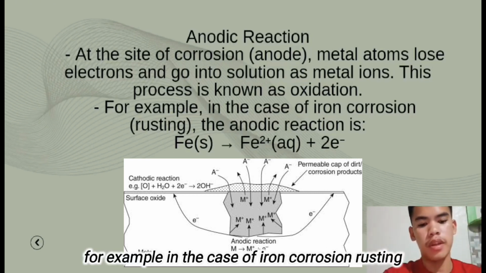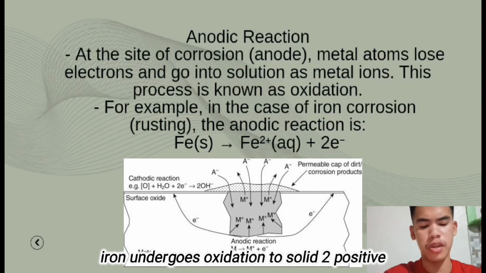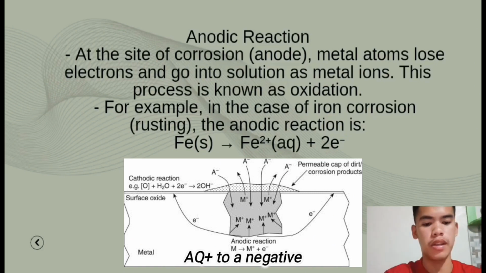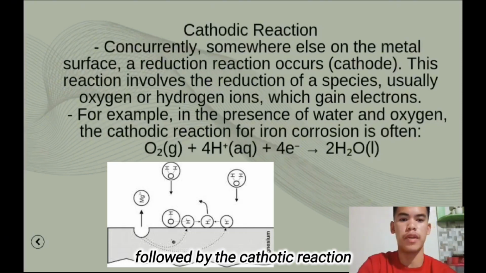For example, in the case of iron corrosion, or rusting, the anodic reaction is solid iron undergoing oxidation to Fe2+ (aq) plus 2e-, followed by the cathodic reaction.